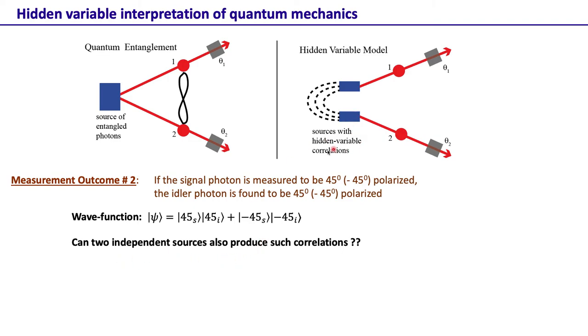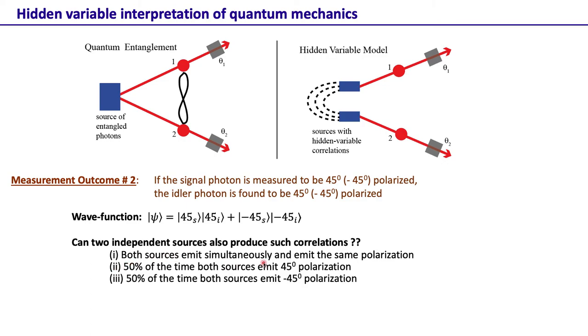So now the question is, can the hidden variable model also explain these measurement results? What are the rules here? Again, we can have the same set of rules: both the sources emit simultaneously and emit the same polarization. 50% of the time, both sources emit 45 degree polarization, and 50% of the time, both sources emit minus 45 degree polarization. With these three rules and with these two independent sources, we would be able to explain these measurement outcomes. So is this entanglement? No.